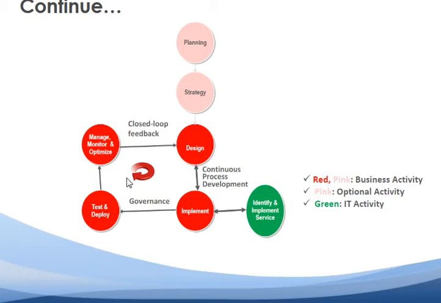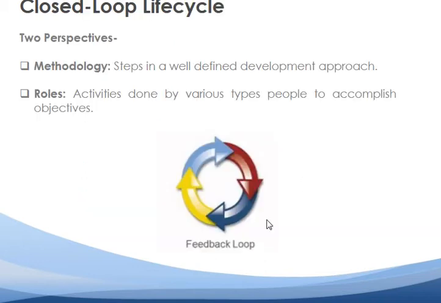And this is the closed loop cycle. If he wants to make any change, then the developer will redesign it and implement code, test, and deployment. This is the closed loop cycle: design, implement, test, and deploy, manage and monitor, and optimization. And after that, if everyone is satisfied with the work, then the customer or the client can use these services.